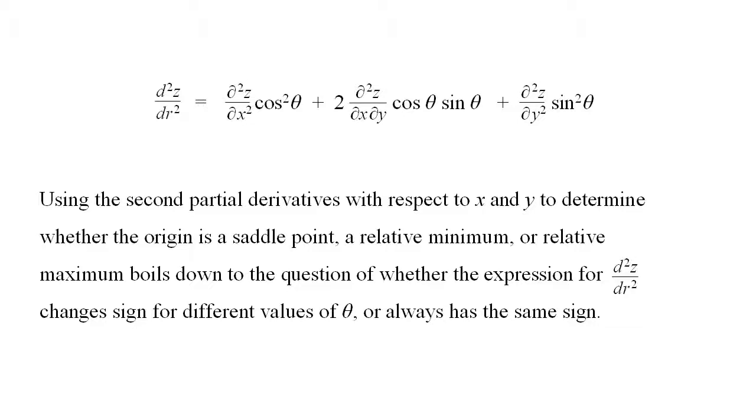Using the second partial derivatives with respect to x and y to determine whether the origin is a saddle point, a relative minimum, or a relative maximum, boils down to the question of whether the expression for the second derivative of z with respect to r changes sign for different values of theta or always has the same sign.